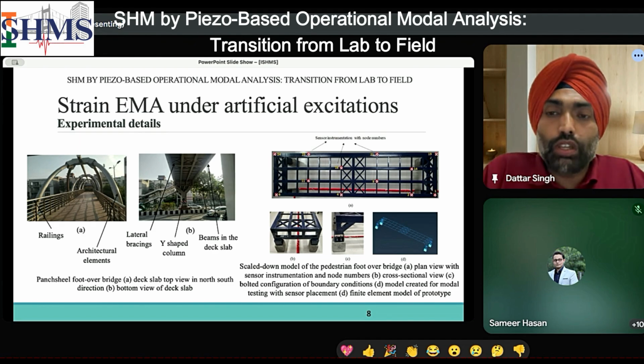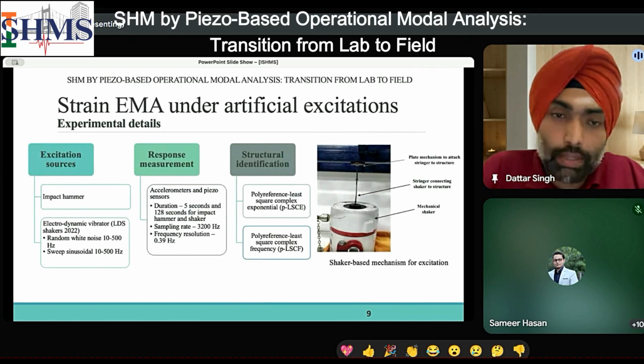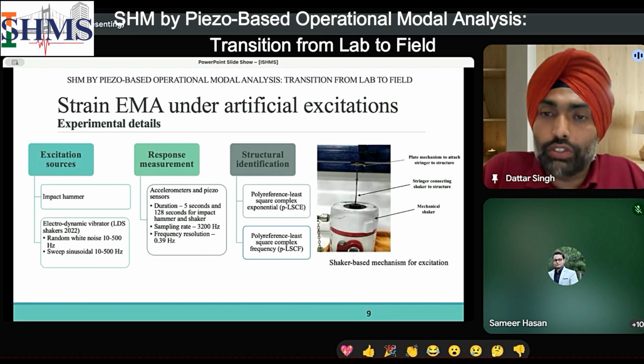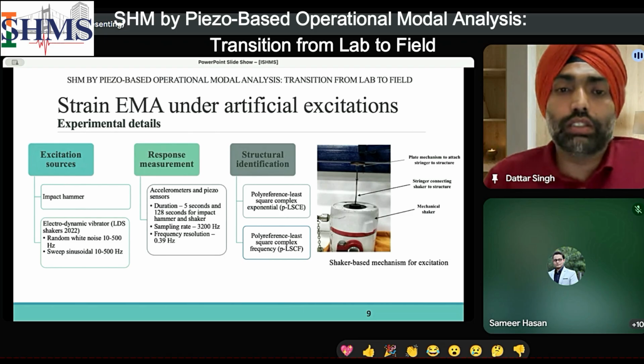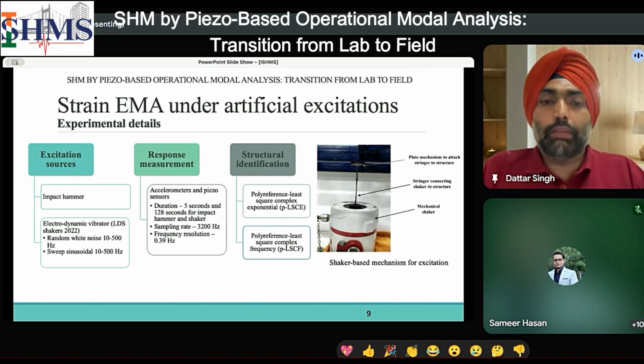So we start by using artificial excitations through a hammer. Then we have two shaker-based excitations: shaker-based random and shaker-based sweep excitations. Shaker-based random excitations were adopted since they mimic the actual random excitations occurring on the bridge in its operational conditions. So these are the experimental details.